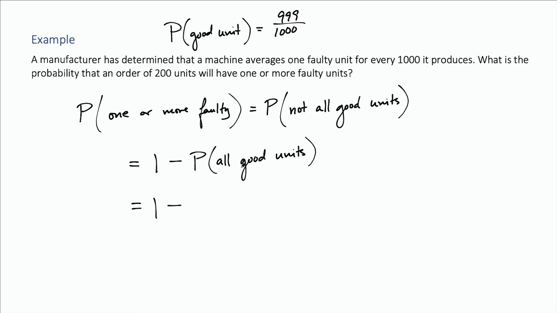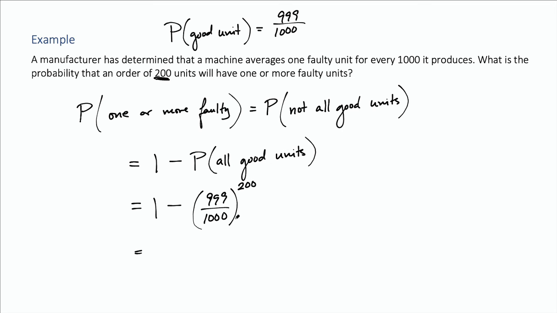So the probability that all 200 units are good, okay, that means every single one needs to end up good. So that's going to be the probability of getting a good unit, but this has to happen 200 different times. So that's kind of like our independent events formula, right? The first is good, and the second is good, and the third is good, and the fourth, and so on. So we're going to take this and multiply by itself that many times. In other words, 999 over 1,000 raised to the 200.